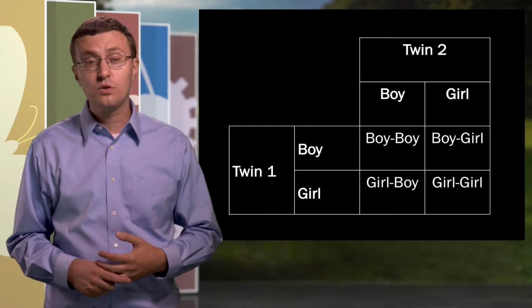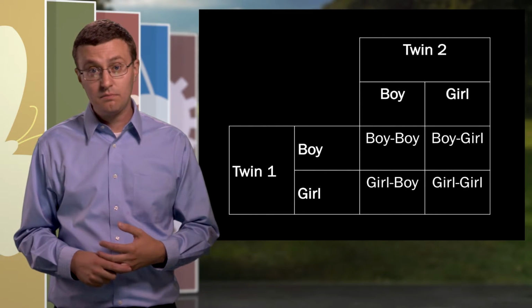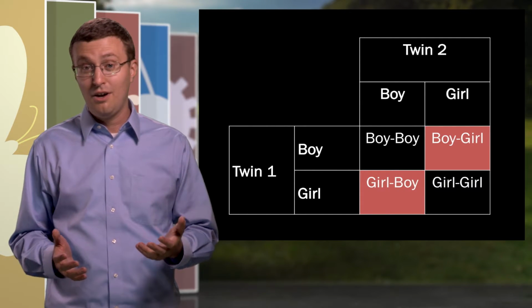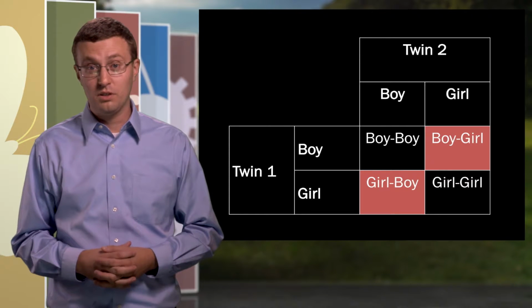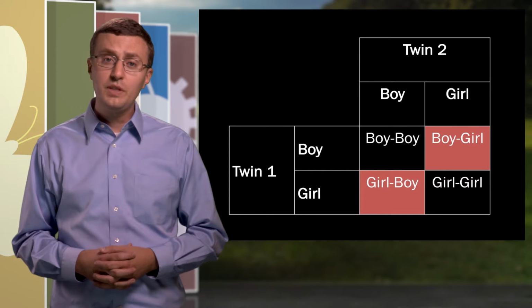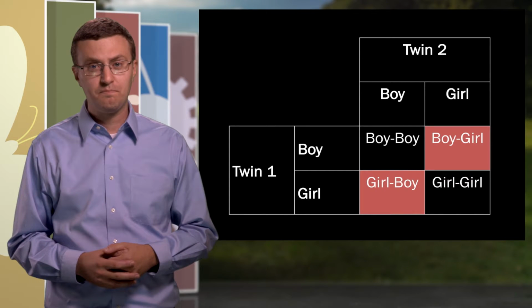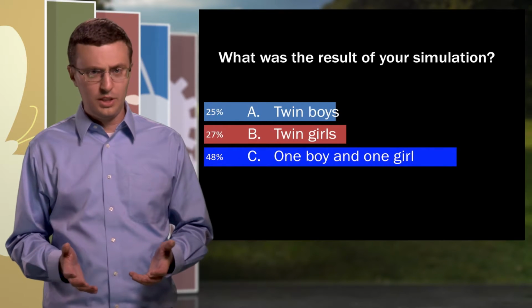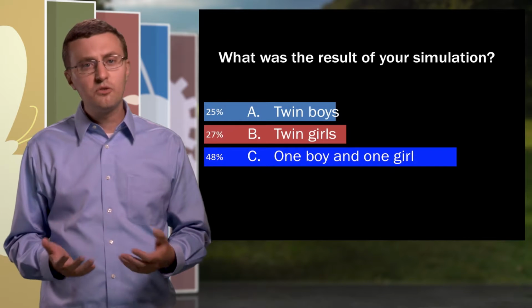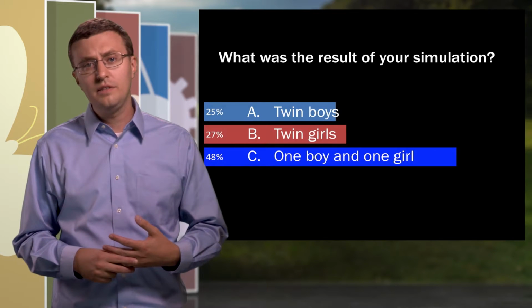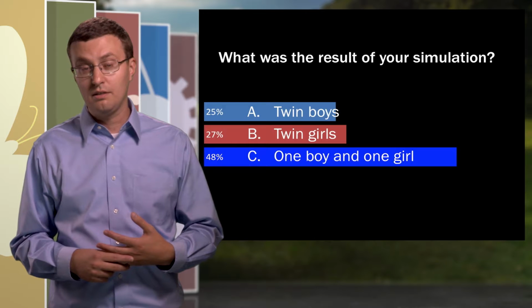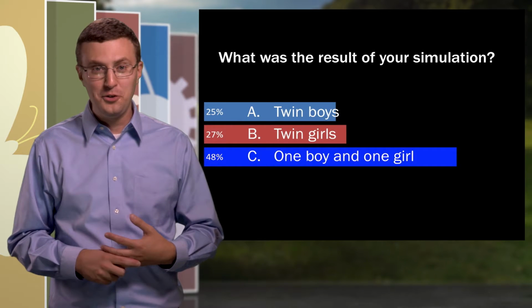Each of those outcomes has a 25% chance of occurring, but 2 of them are grouped together under one boy and one girl. That means that there's a 50% chance of having one of each, thus the results of the simulation. Between the simulation and the explanation, most of my students are convinced at this point that these 3 outcomes aren't equally likely. I'm hoping that you're convinced of that now too.